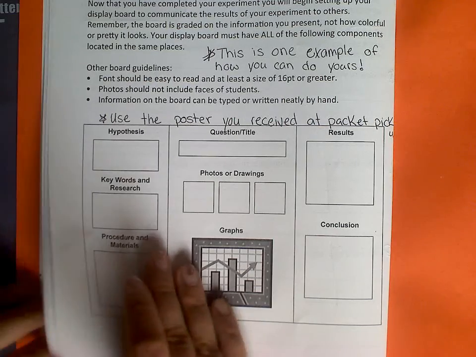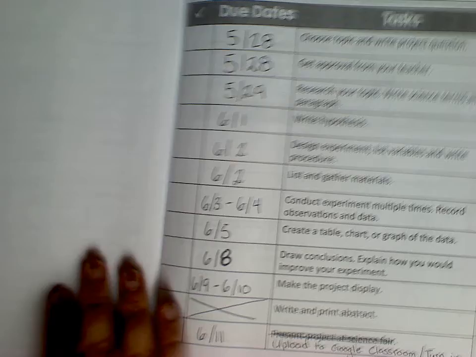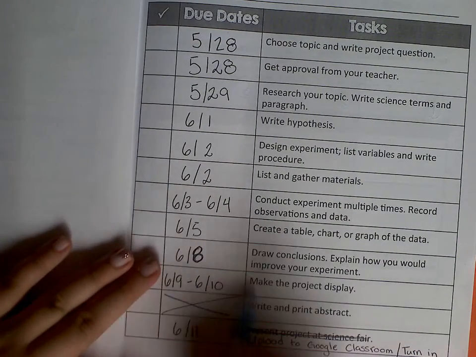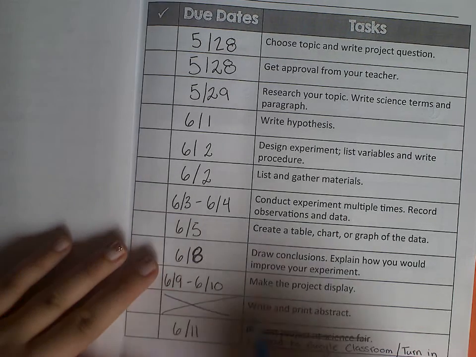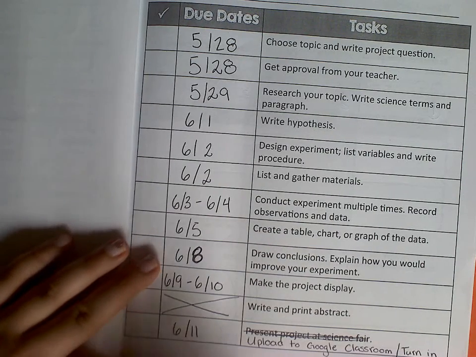Now, if you look back at our due date chart in the beginning of our orange book, you'll see that we have 3 days to do the poster part. So you don't need to do the whole thing in one day. Space it out, okay? And think about your 3 days. On the 11th, this is our last day of school. It is a Thursday.